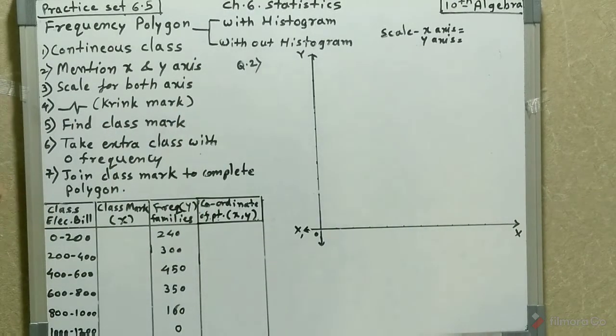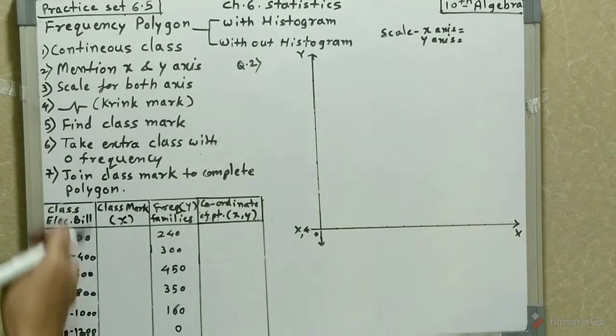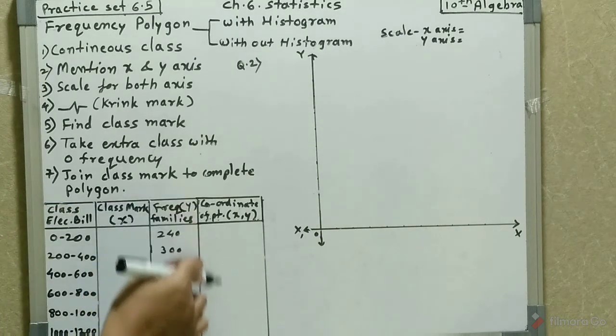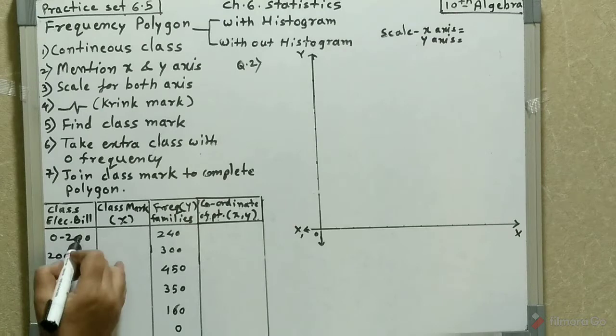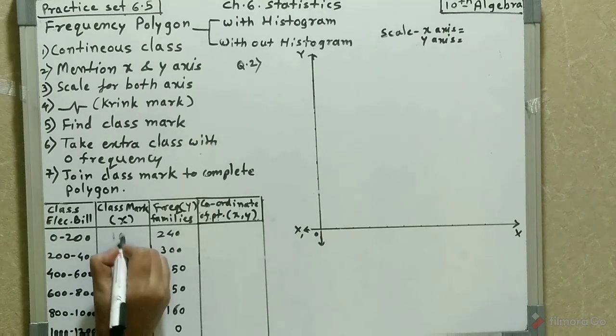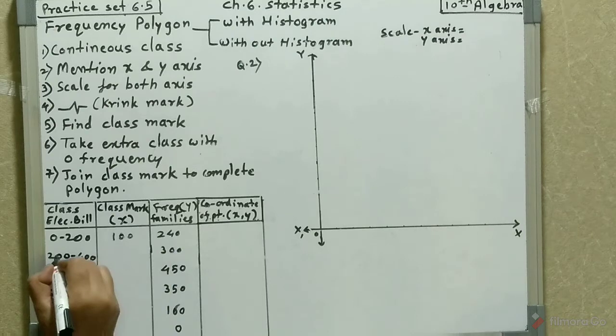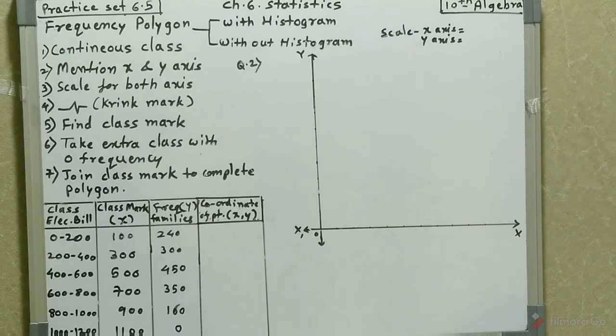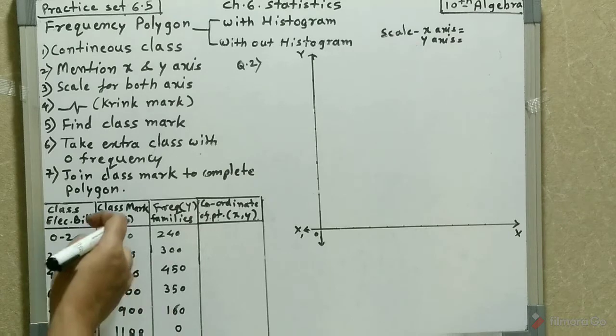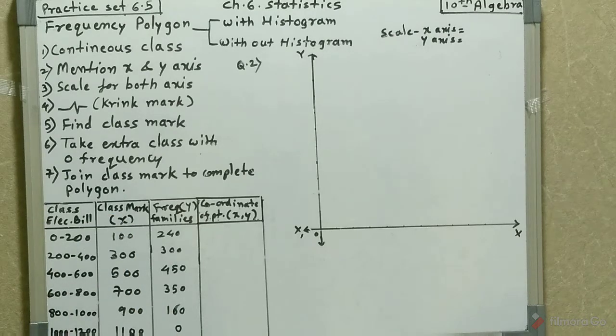We start example number two. Represent the following data by a frequency polygon. Here the data is given: classes, electric bill in rupees, and frequency, that is the number of families. First we find the class marks. For 0 to 200, the class mark is 100. For 200 to 400, it is 300. Then class marks 500, 700, 900, and 1100. Now we plot points. Each point has two coordinates: the x coordinate is the class mark and the y coordinate is the frequency, or number of families.